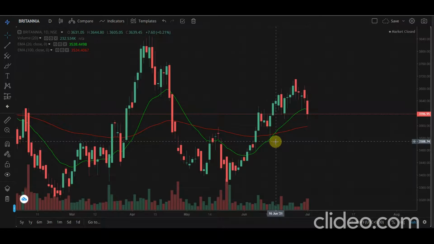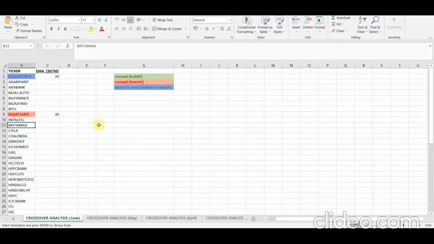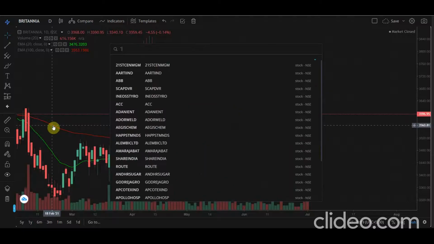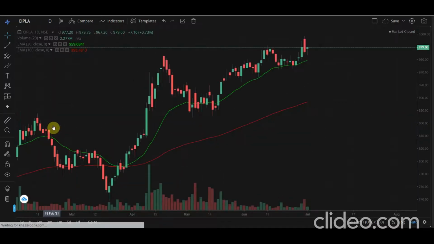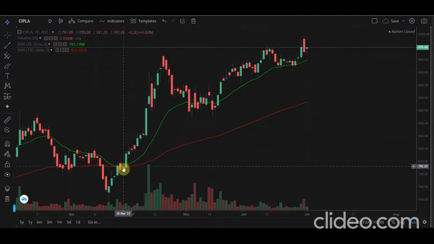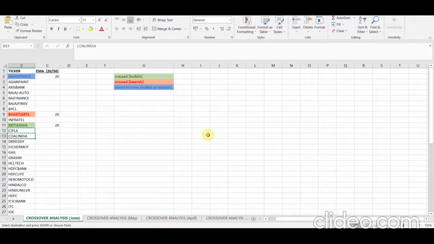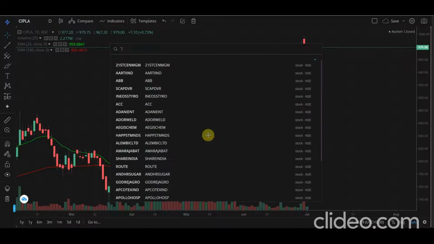There was a bullish crossover on 16th of June. It's kind of in the middle, so let's just mark it as green. Again, it's coming downward, so we might have to see whether or not this crossover is successful. So we'll just mark it as green for the time being. Next one is Cipla, I think. Okay, it's quite far away from this. Next is Coal India.